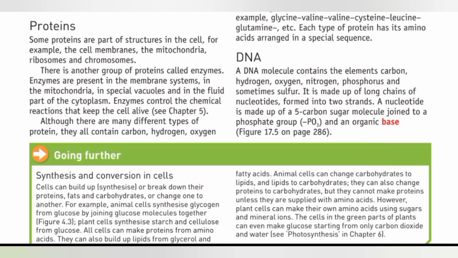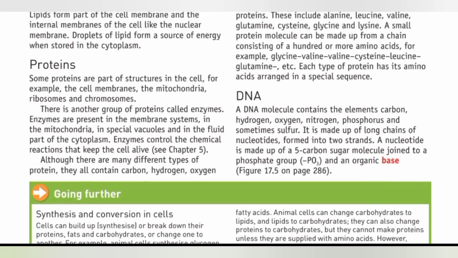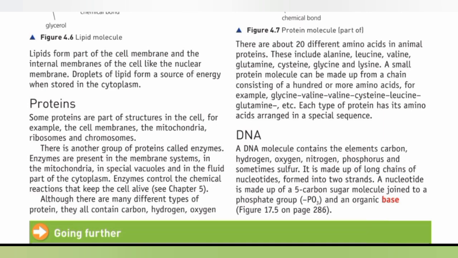Now it's time to discuss the building blocks of protein, known as amino acids. Proteins are made from smaller units called amino acids. Amino acids are the basic building blocks of proteins. Inside cells, amino acids join together in a long chain to form protein molecules. There are about 20 different amino acids found in living organisms. Some examples include glycine, valine, alanine, lysine. Each amino acid has a slightly different chemical structure.